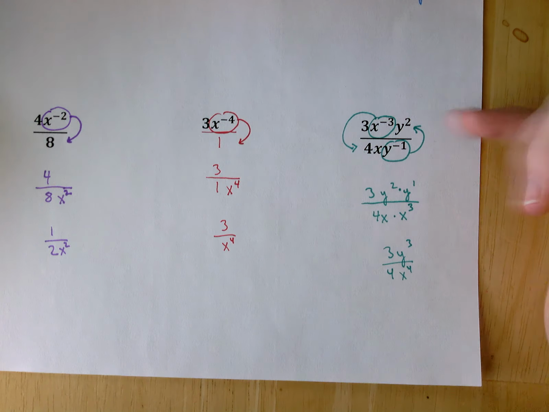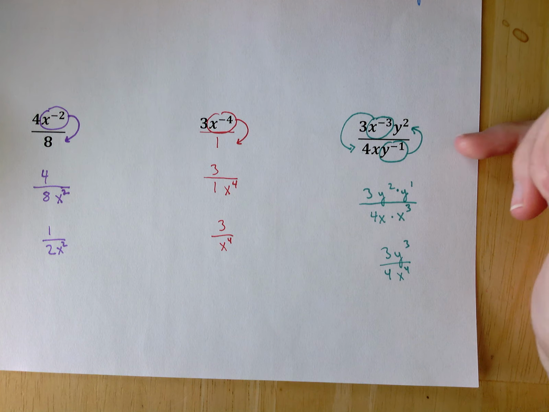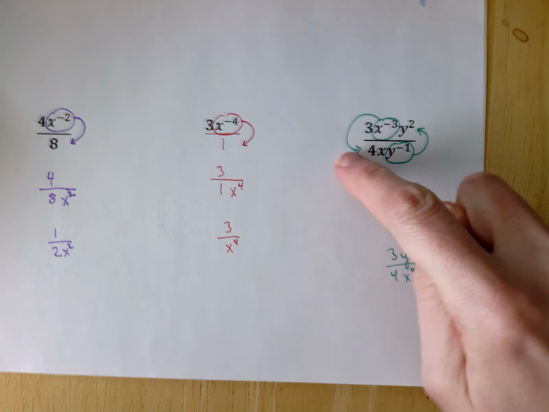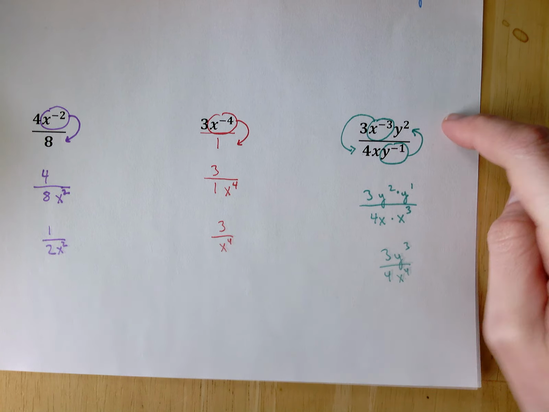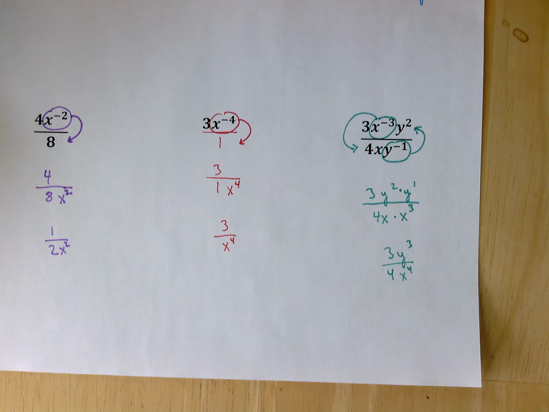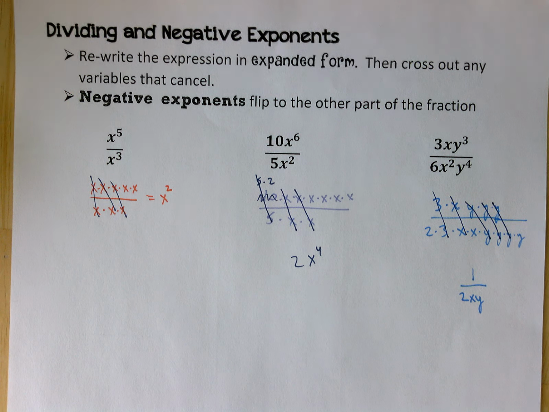Okay, so even though this one looked like it was pretty big, you just take it one step at a time. Start by just flipping things, and then you just simplify whatever you have left over. Okay, and that is how you divide and use negative exponents.